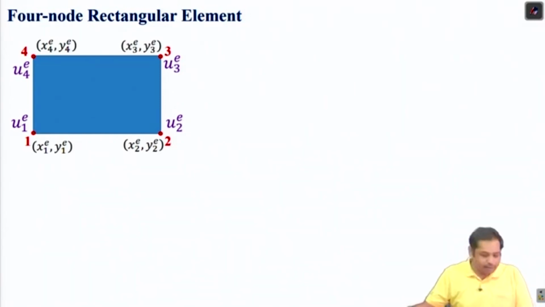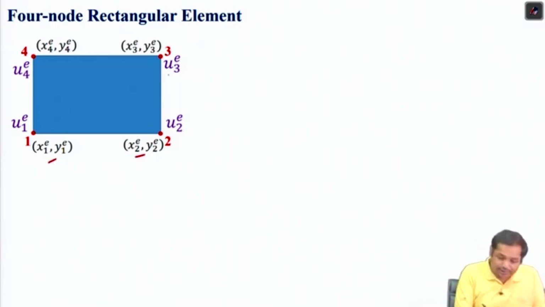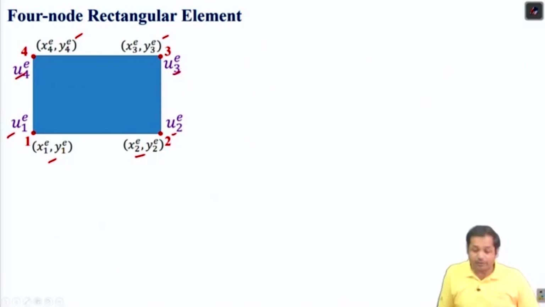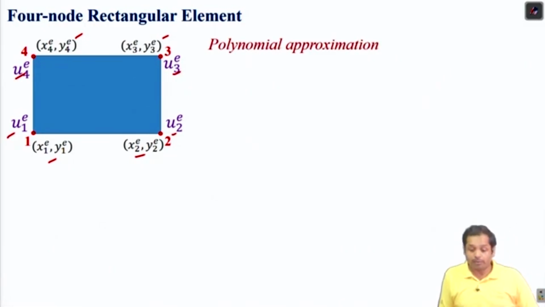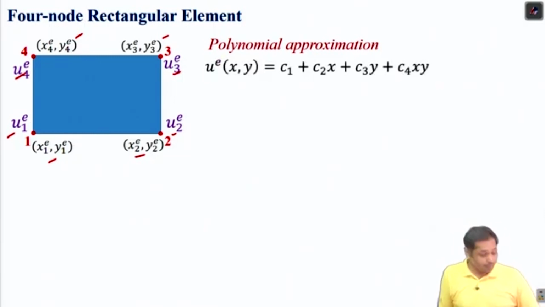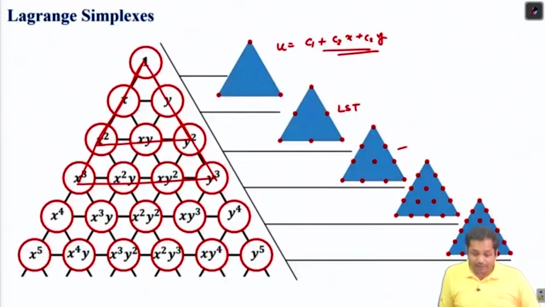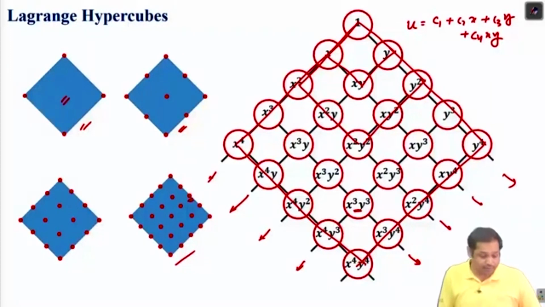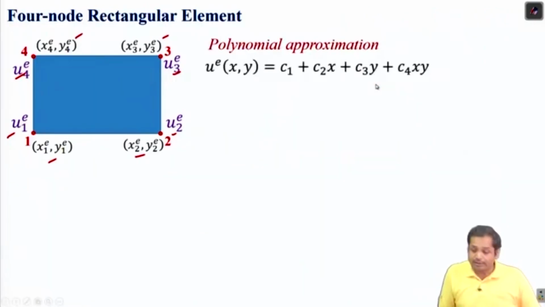Now this is the 4-noded rectangular element. These are the coordinates at every node, and these are the function values at the nodes. Okay, we have to start with an approximation. Now the polynomial approximation is this. For this element, these are the terms that we have to take: one constant term, then x, then y, and then xy. Okay, this is the approximation.